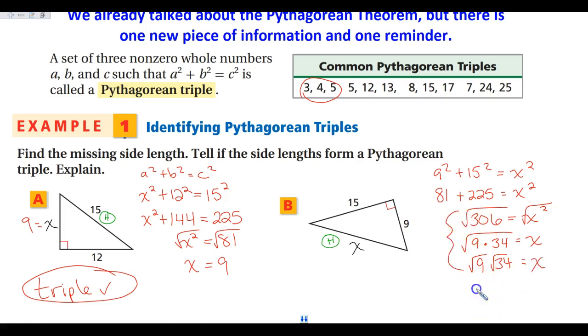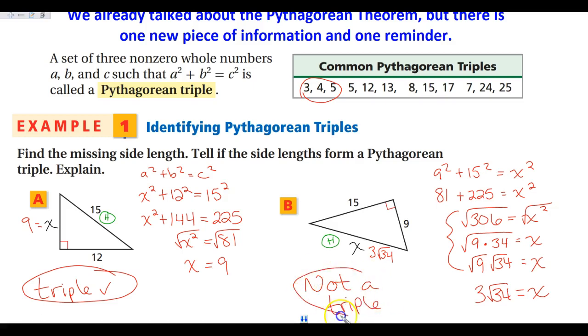Now the square root of 9 is 3, so it is 3 times the square root of 34 that is going to be this side length. Now, is this a whole number? No, so this is not a triple.